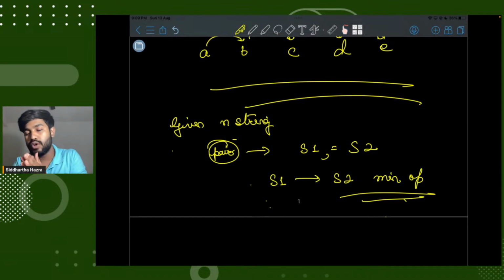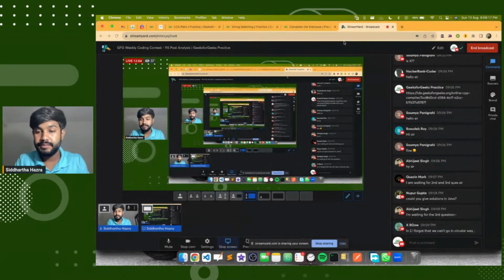To convert this into that, making both the same, the fewest operations should be needed. Let us see the sample test cases and you would get a proper understanding of this.